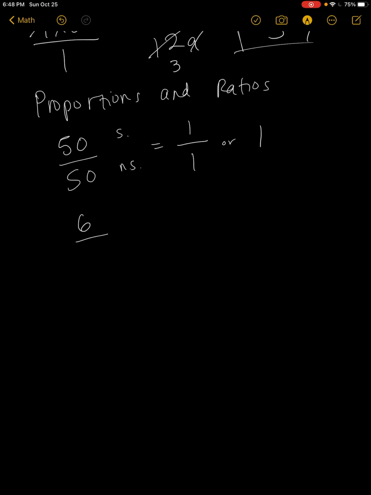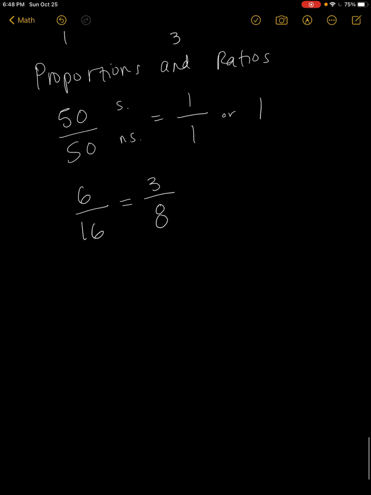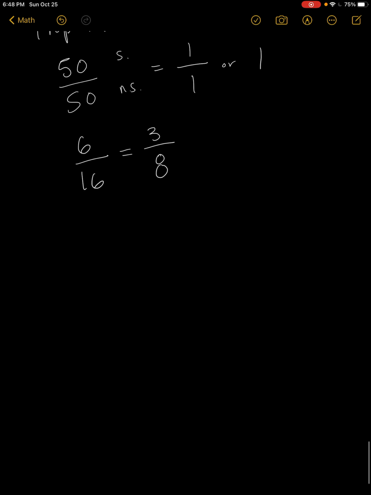Right, so you can do this for any fraction. This is simplifying. We've found equivalent fractions before. So 6 over 16 is the same as 3 over 8. Maybe that's probably more realistic. For every 3 skateboarders, there are 8 non-skateboarders. It's probably not even that high.